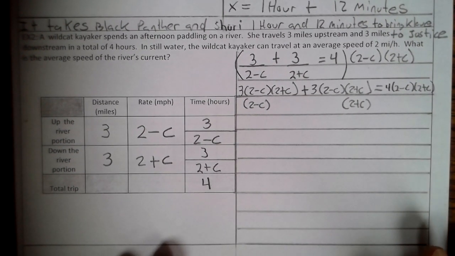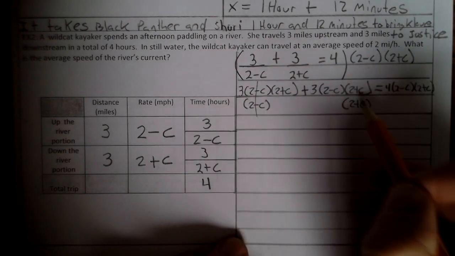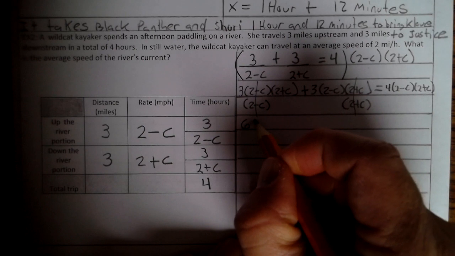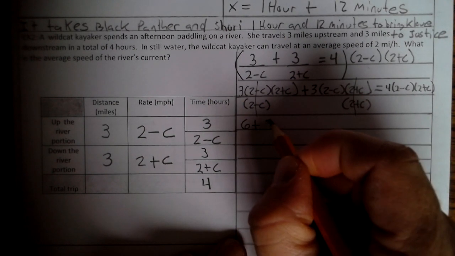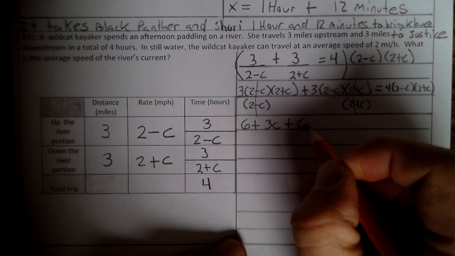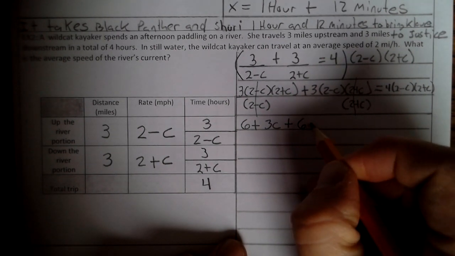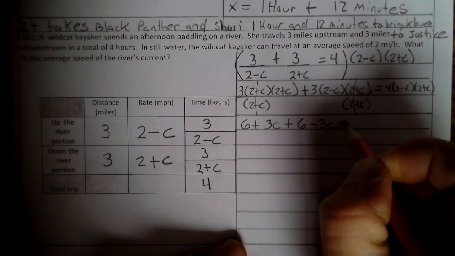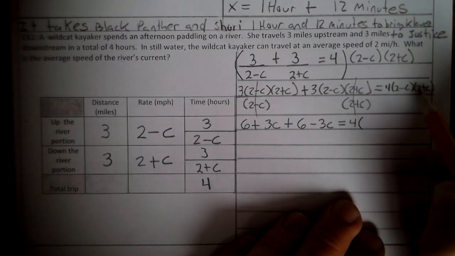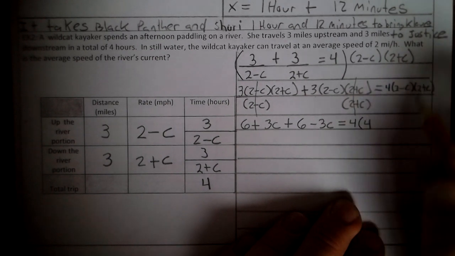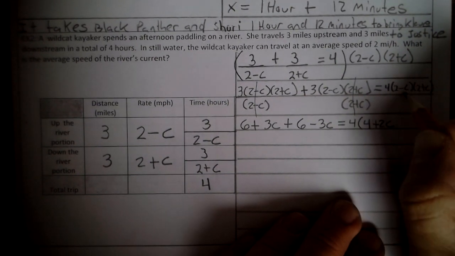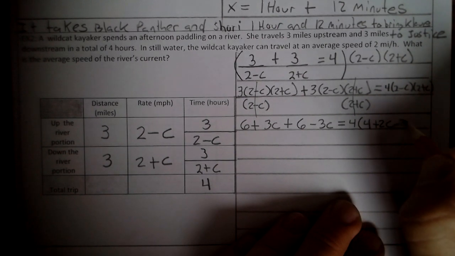Now we distribute. 3 times 2 is 6, plus 3 times c is 3c, plus 3 times 2 is 6, 3 times negative c is negative 3c, equals 4 times the product: 2 times 2 is 4. 2 times c is plus 2c. Negative c times 2 is negative 2c. And negative c times c is negative c squared.